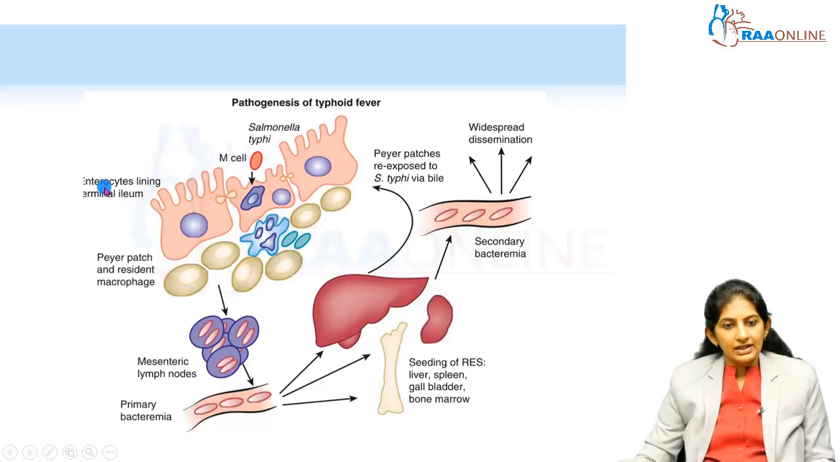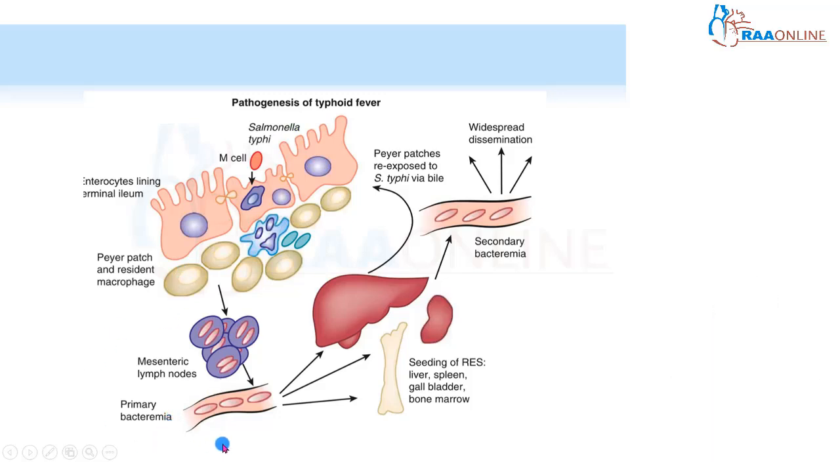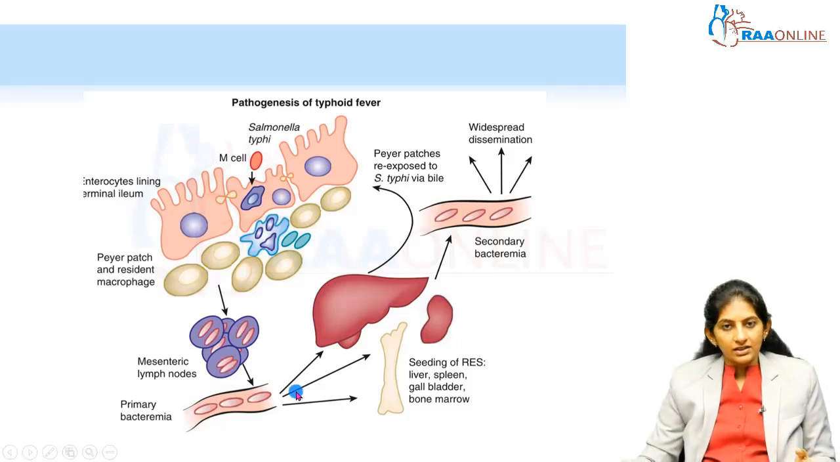the resident macrophages get invaded, mesenteric lymph nodes hypertrophy is seen, and this mostly causes a bacteremia. So primary bacteremia will be there. Unlike the non-typhoidal salmonellosis, where bacteremia is rare, here enteric fever is a primary bacteremia source, and because of the primary bacteremia, the hematogenous seeding occurs predominantly in the reticuloendothelial system, that is in the liver, spleen, bone marrow, gallbladder, etc. So this is how the pathogenesis of typhoid fever occurs.